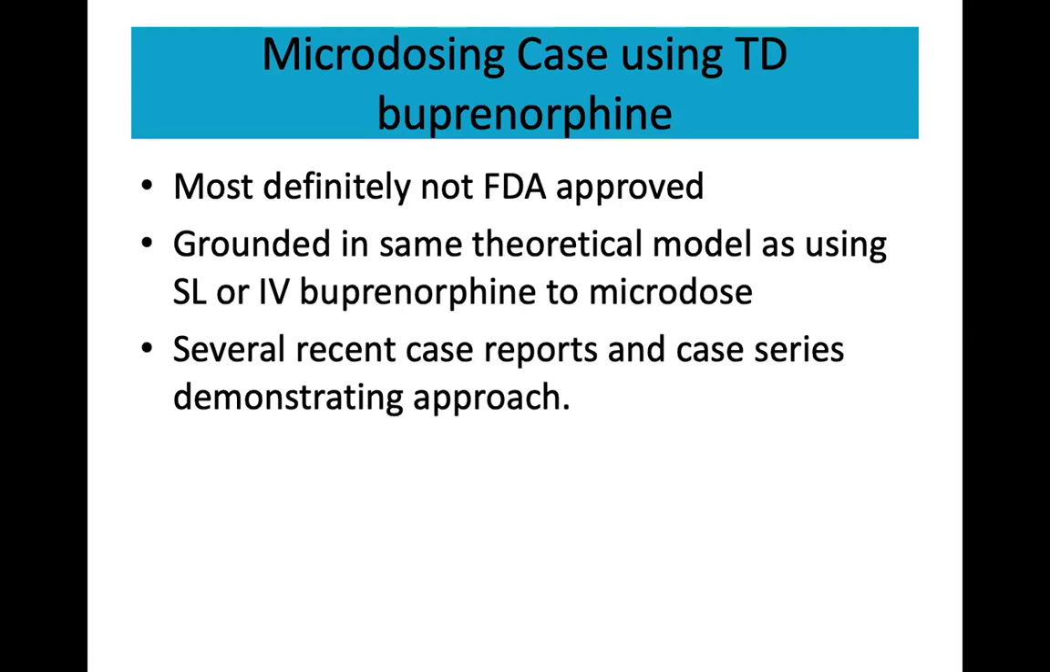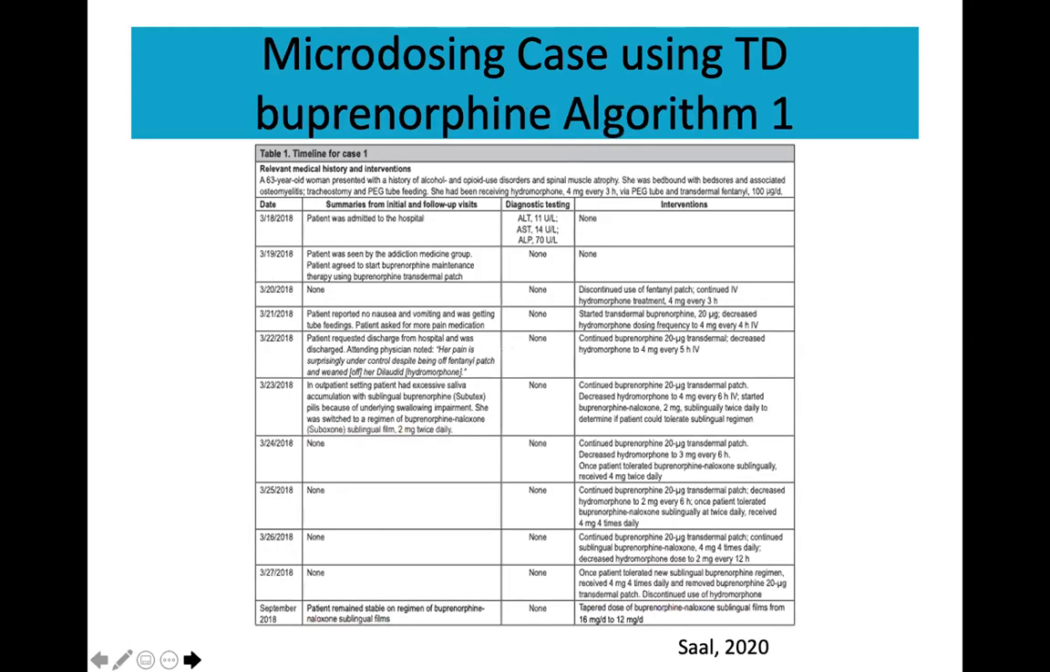opioid use disorder. The other thing is that in general with these microinduction techniques, when you're using transdermal buprenorphine for this, the indication is not FDA approved. But the same theoretical model for why we use transdermal buprenorphine to get someone onto Suboxone is the same as why we would use a low dose of a sublingual or IV buprenorphine. And there are several case reports and case series demonstrating this as a successful approach.